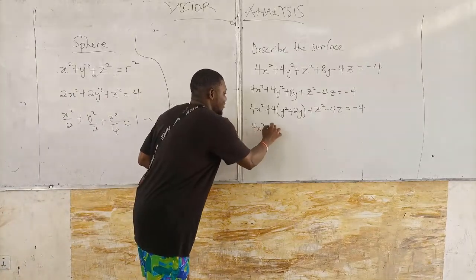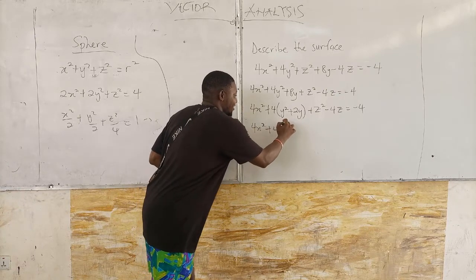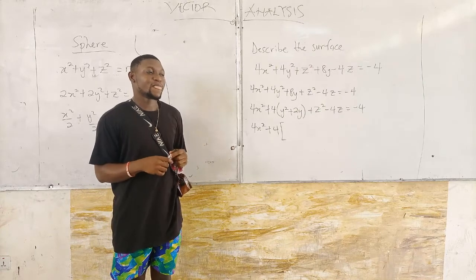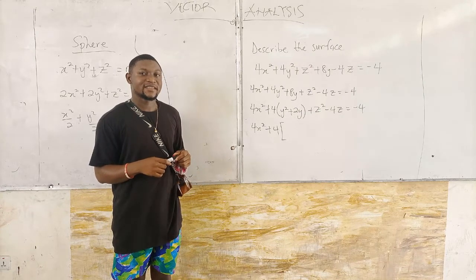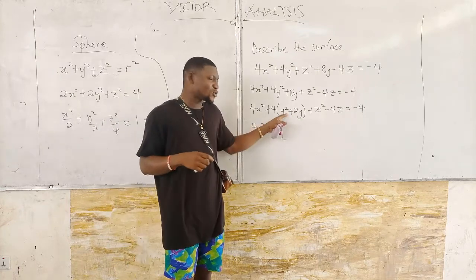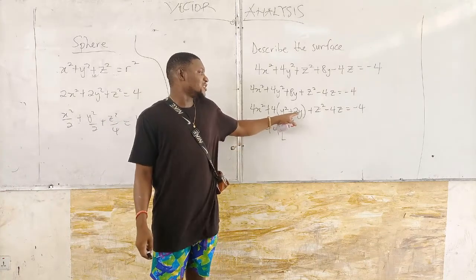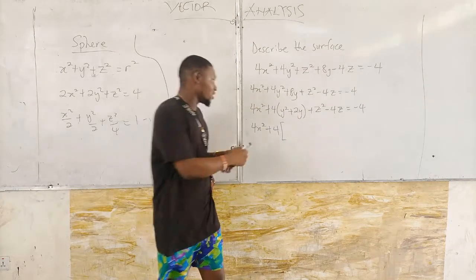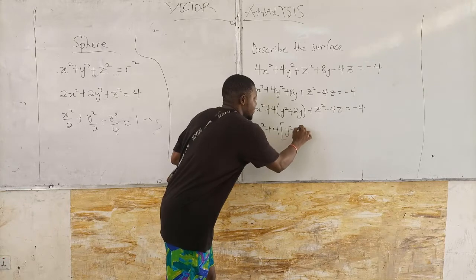Okay, so let's complete the square. What are we supposed to do here? The coefficient of y squared. The coefficient of y. What is the square? You multiply by half. Square. You add and subtract from both sides. Both sides. We are going to have this.